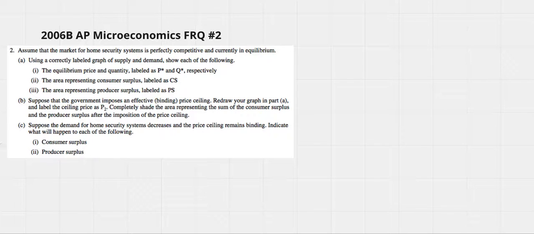Guys, Charles Wall here. Let's see if we can do another one of these FRQs today. 2006B micro FRQ number 2. This is consumer and producer surplus, and there's going to be a price ceiling, and then demand decreases. All right, read it. The market for home security systems is perfectly competitive, currently in equilibrium. Using a correctly labeled graph of supply and demand, show that market.